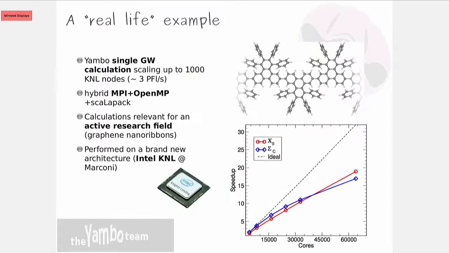Thanks to this kind of coding, we were able, this is actually an already old result, to run up to 60,000. But actually, Yambo at the moment is pretty good in performance. We didn't manage to see a saturation of the code. And indeed, it is in one of the eight projects for the exascale transition, on how to bring those codes to exascale machines.